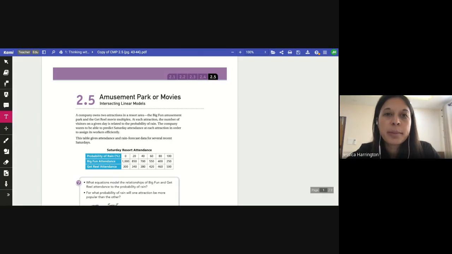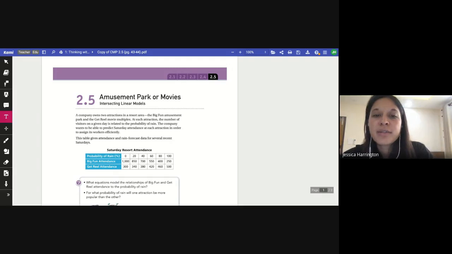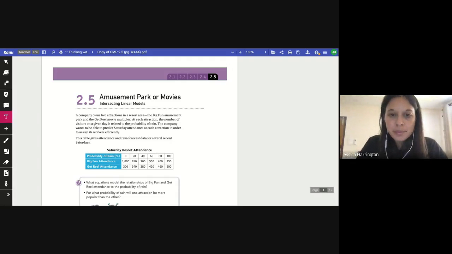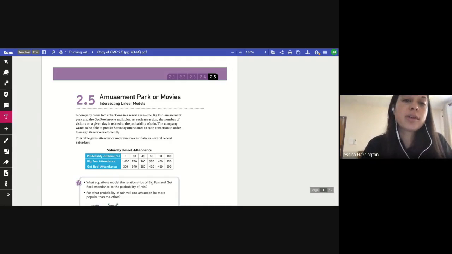All right, eighth grade, we're back. Lesson 2.5, still talking about linear equations. But now we're going to use graphs to kind of find a solution for real world problems. And you get to use Desmos today.